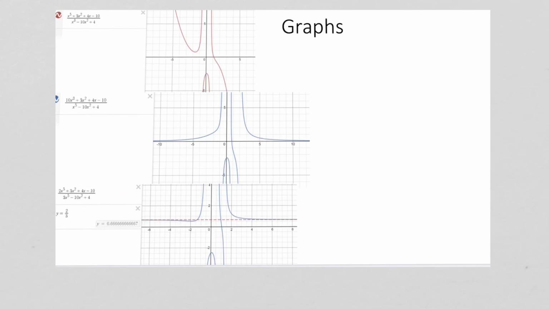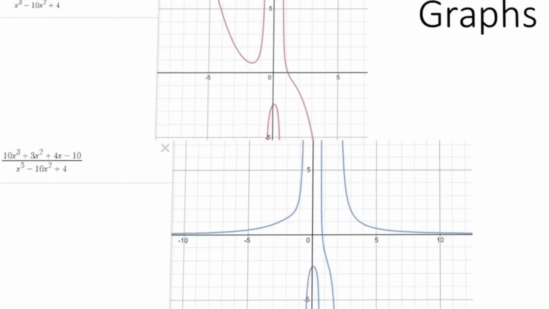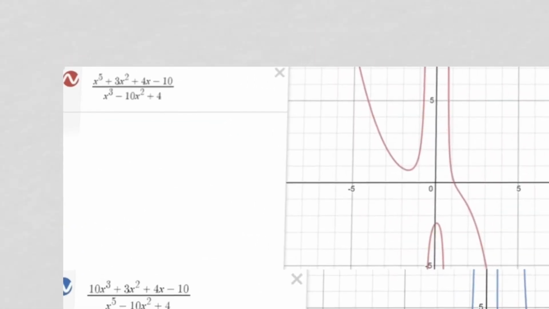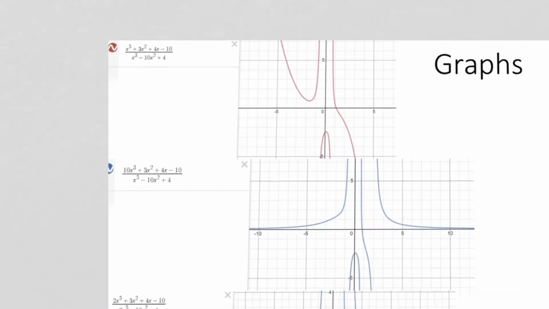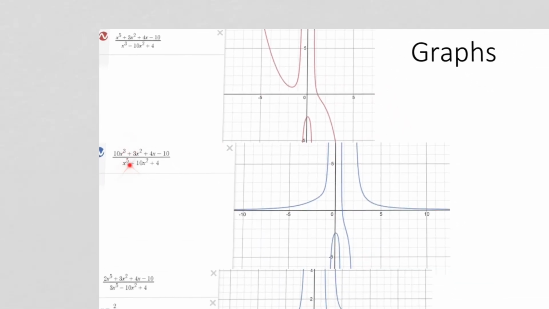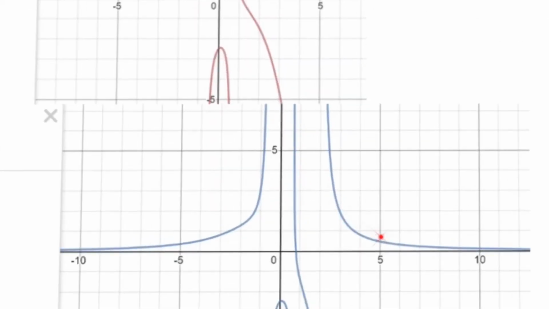So here's just a few examples. Okay, you can see here we have a large degree 5 over a small degree 3. These are actually the examples from the previous slide. Okay, so you can see there's no horizontal asymptote. It's not approaching anything in particular. It's just going up to infinity this way and down to negative infinity this way, not approaching any kind of value. But then here we can see it's a small degree over a bigger degree, and we're approaching 0, right?